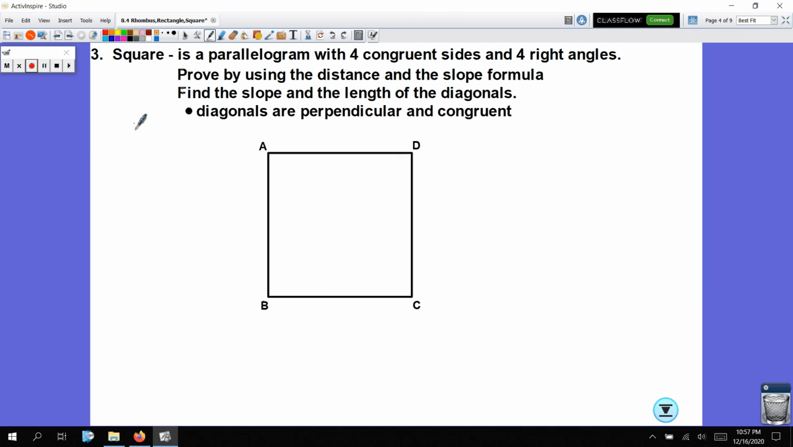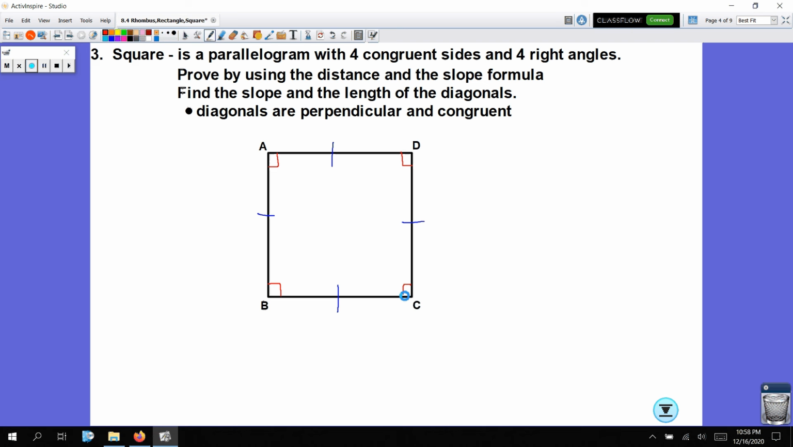All right, now we're going to talk about a square. A square is also a parallelogram with 4 congruent sides, so it's similar to a rhombus. Okay, here's my 4 congruent sides. The other factoid that a square has is it also has 4 right angles, similar to a rectangle. So remember, to prove that they have 4 right angles, you just need to use the slope formula and prove that they are perpendicular, reciprocal opposite slopes.